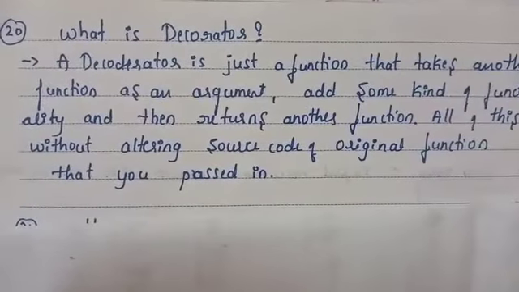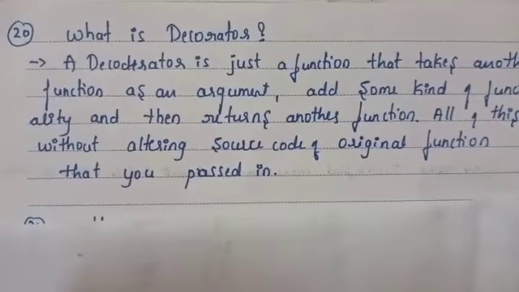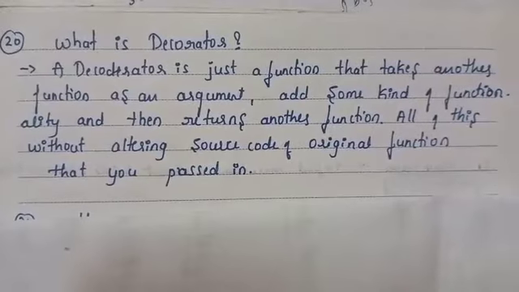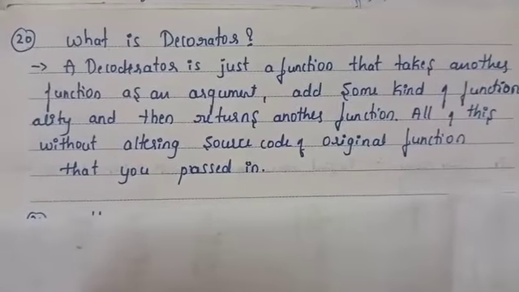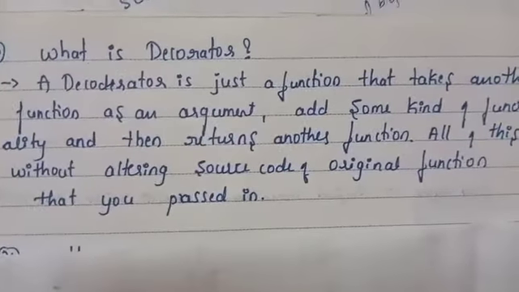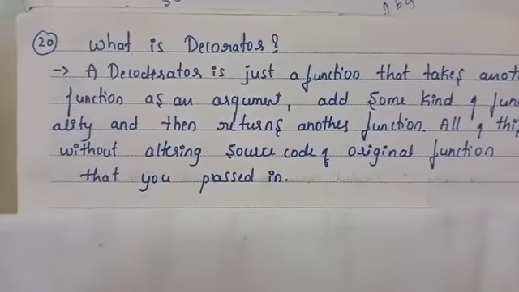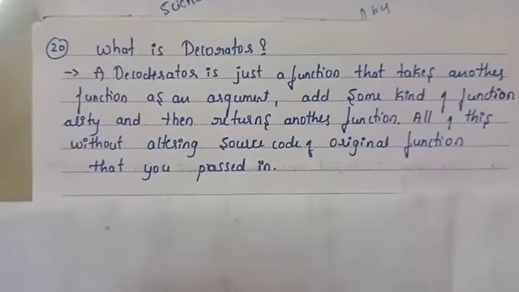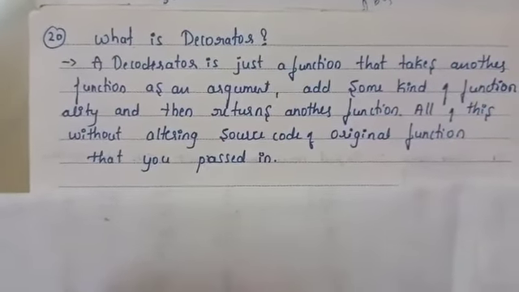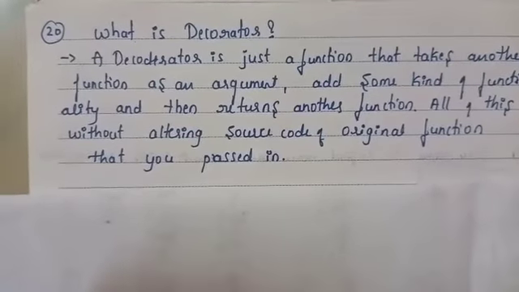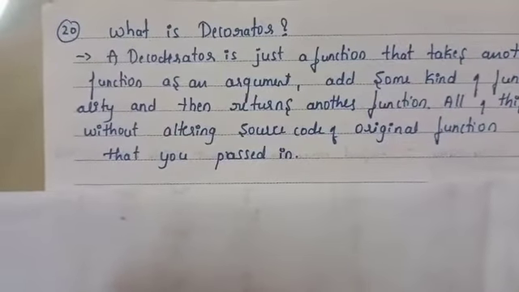What is a decorator? A decorator is just a function that can take another function as an argument and add some kind of functionality and then return another function, all of this without altering the source code of the original function that you passed in.